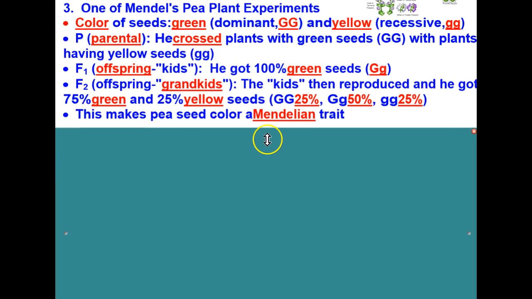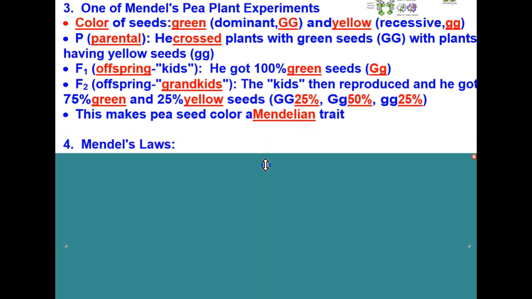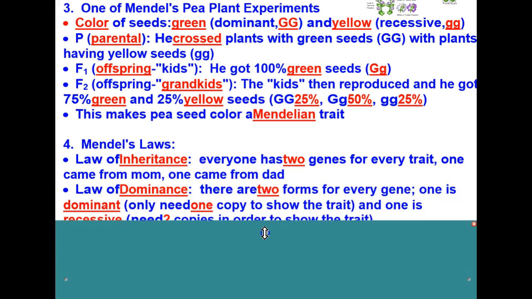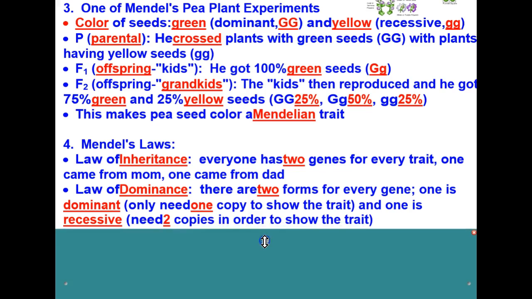All right, let's summarize Mendel's 4 laws. We start off with the law of inheritance. The law of inheritance says that everyone has 2 genes for every trait. One came from mom, and the other came from dad. The next law is the law of dominance. The law of dominance says there are 2 forms for every gene. One is dominant, and you need only 1 copy of this to show the trait. And the other one is recessive, and as we discussed earlier, in order to show the recessive trait, you need 2 copies in order to show that trait.